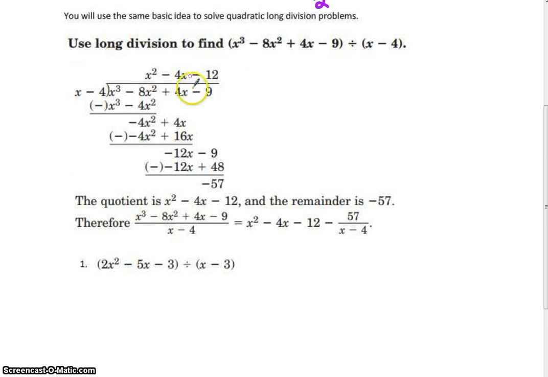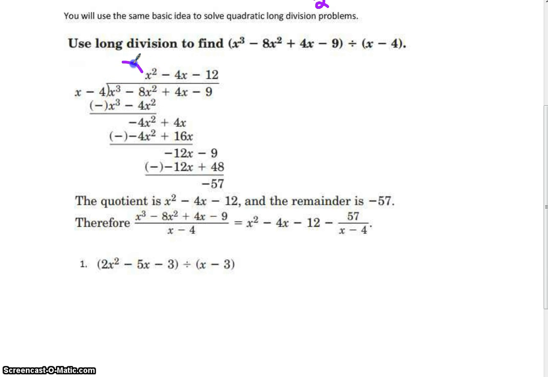So they want you to use long division. They've given you an example already: x to the third minus 8x squared plus 4x minus 9 divided by x minus 4. And you set it up just like we did before. You put that x minus 4 on the outside and the long polynomial on the inside. And you say, what would I have to multiply x by to get x to the third? And you would have to multiply it by x squared.